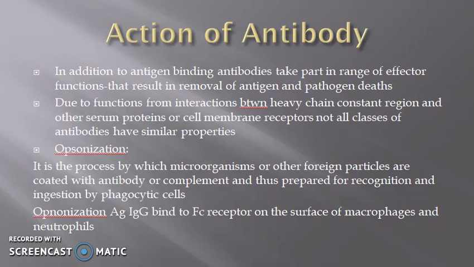So there is a process called opsonization. What is it exactly? It is a process by which microorganisms or other foreign particles are coated with antibody or complement and thus they are prepared for recognition and ingestion by phagocytic cells. Now, in opsonization of antigen, IgG binds to the Fc receptor on the cell surface, which takes place on the surface of macrophages and neutrophils.